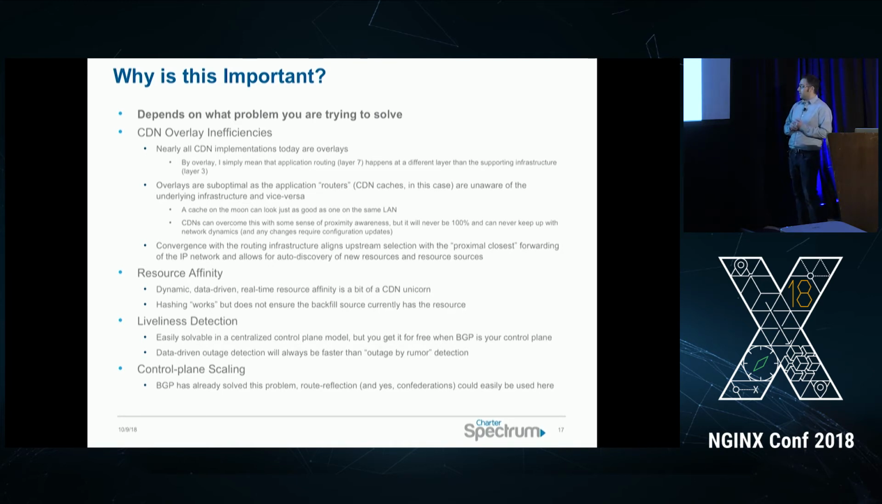Liveliness detection we talked about, you kind of get that for free if BGP is your control plane. And control plane scaling, and this is an interesting one. We've solved the problem of network scaling and route growth scaling. BGP's already solved that problem. We have route reflection, we have confederations. BGP's already solved that problem. We can use that right now with this concept and get control plane scaling fixed right away.